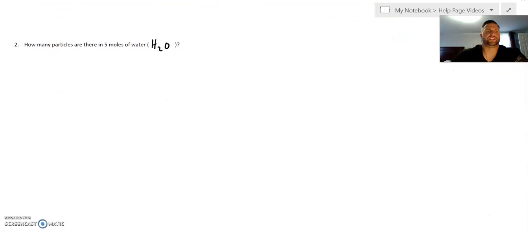And here's what the second question says. How many particles are there in 5 moles of water? Notice now we're going in the reverse direction. In the previous question, we went from particles to moles. Now we're going from moles to particles. They want to know how many particles are there in 5 moles of water.